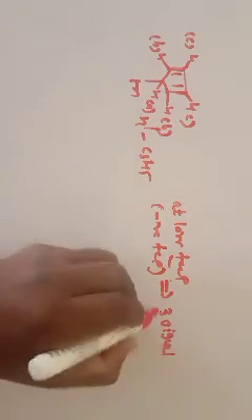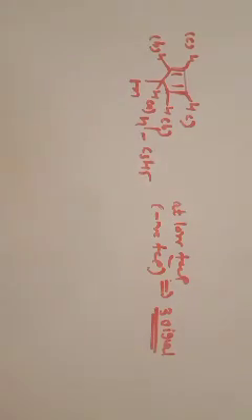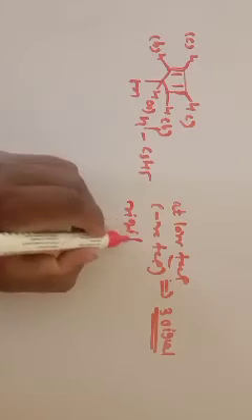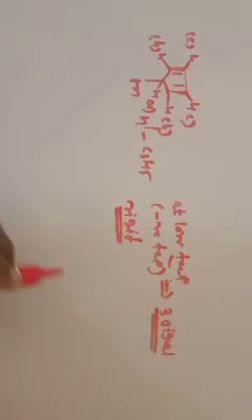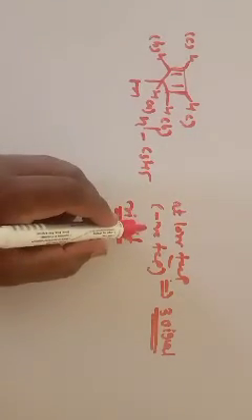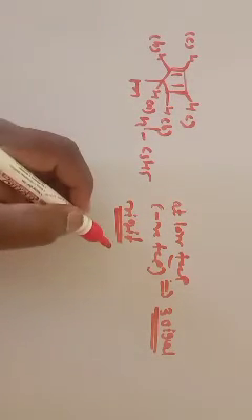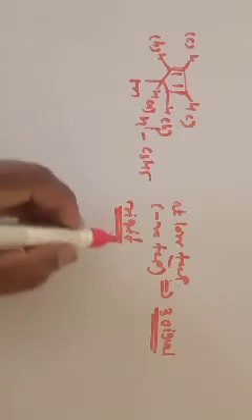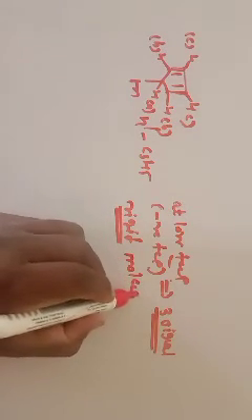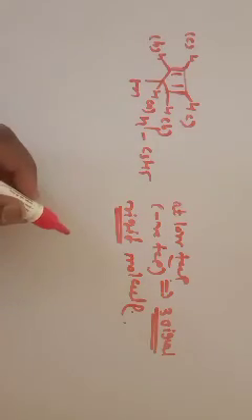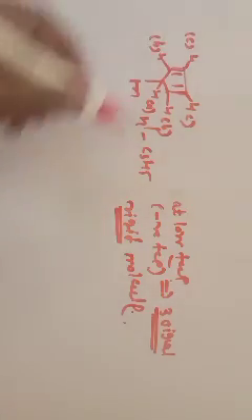So why will it show three signals? Because there are three sets of protons, and at low temperature the molecule is rigid. At low temperature, that is negative temperature, it will show 3 signals in H1 NMR spectroscopy, and the molecule is rigid at low temperature. So the NMR instrument can detect 3 sets of protons.